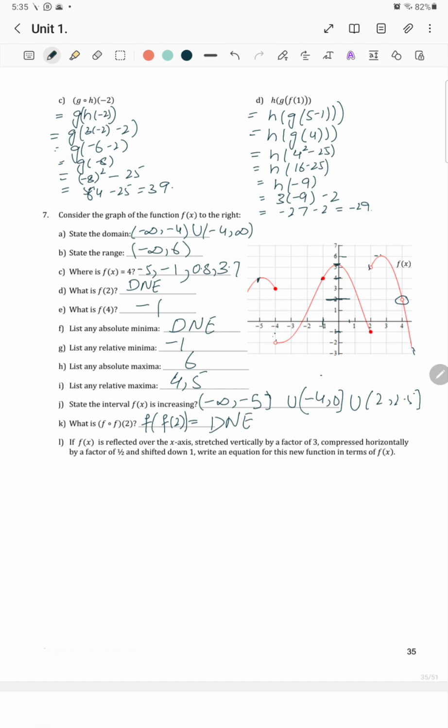If f of x is reflected over x-axis, stretched vertically by a factor of 3, compressed horizontally by a factor of 1 by 2, and shifted down 1. So we are done with this worksheet.